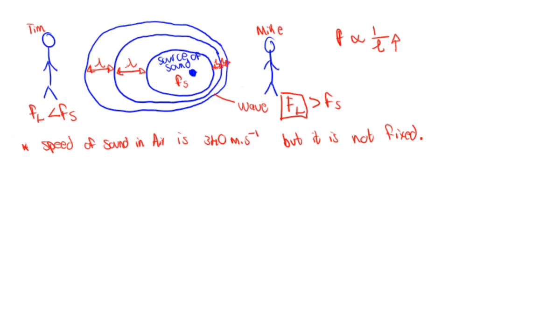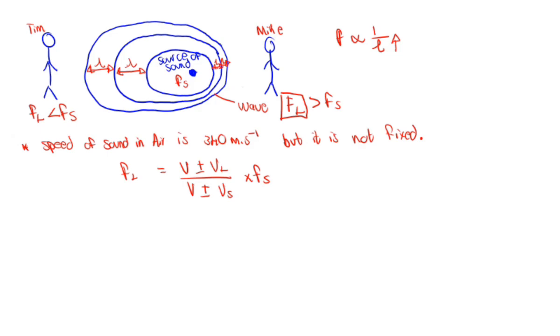So the formula for the Doppler effect: the frequency of the listener is equal to the velocity of sound plus or minus the velocity of the listener, over the velocity of sound plus or minus the velocity of the source, multiplied by the frequency of the source, right? The reason it's plus or minus is because it depends on whether the scenario is moving towards or moving further and further away from the listener, right?